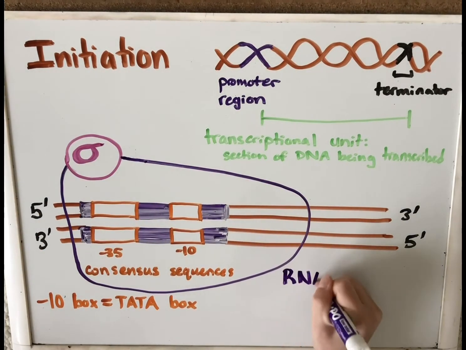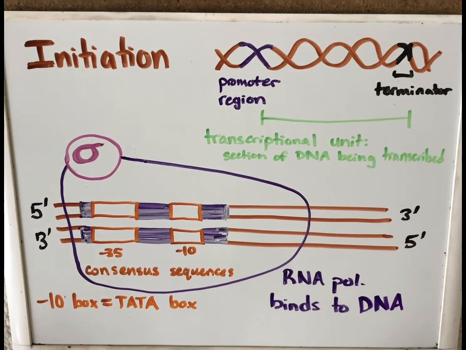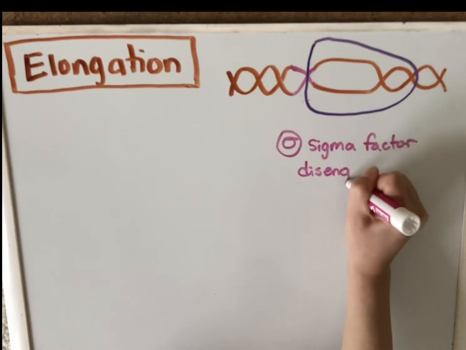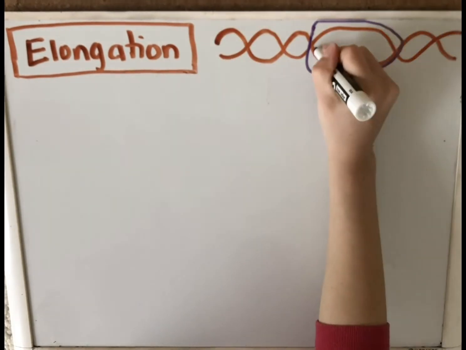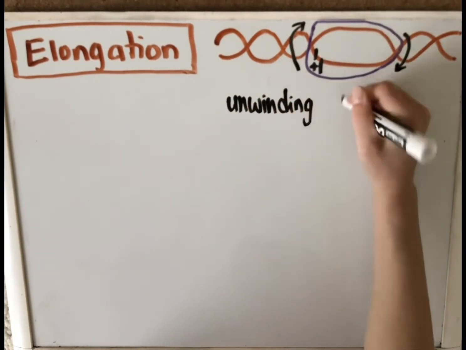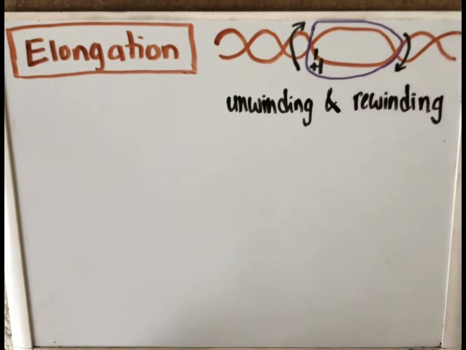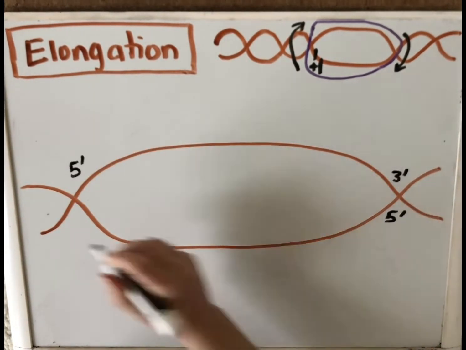Once the RNA polymerase is bound, it can start transcribing through elongation. Elongation is where the RNA begins to be synthesized. First, the sigma factor disengages from the RNA polymerase. RNA polymerase unwinds the DNA ahead of it and rewinds the DNA behind it as it travels along the sequence. The RNA is synthesized by adding RNTPs onto the 3' end of the growing strand.